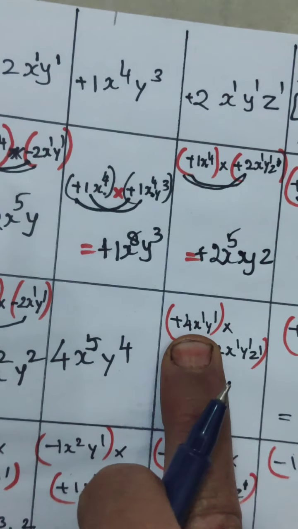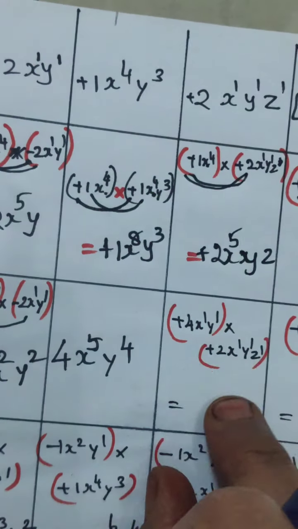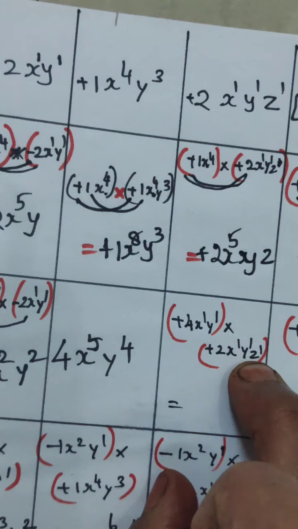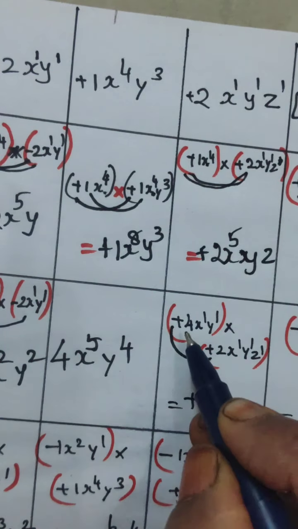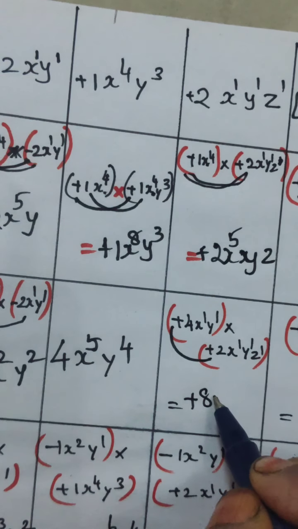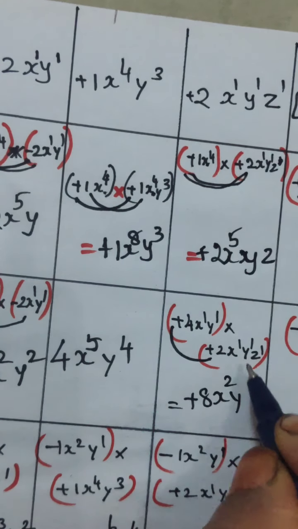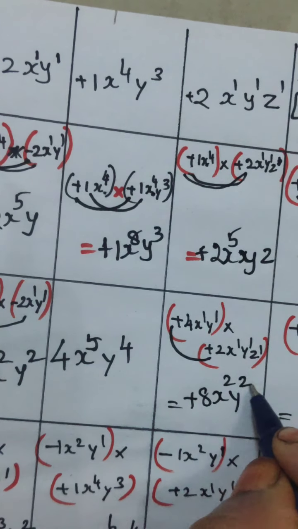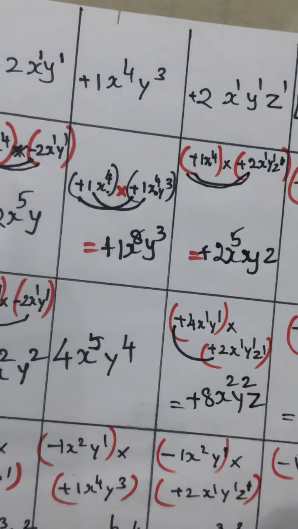Here the first number is plus 4x power 1 y power 1 into 2x power 1 into y power 1 into z power 1. First you multiply the numbers, plus into plus, plus. 4 2s are 8. X power 1 into x power 1 equals x power 2. Otherwise x into x square. Y power 1 into y power 1 is y power 2. The z term is only one term, so you write it as it is. Z power 1, write it or not, both are correct.